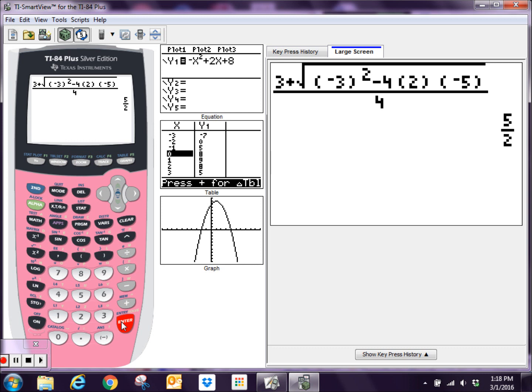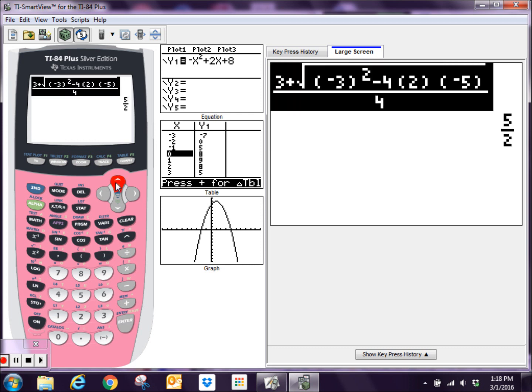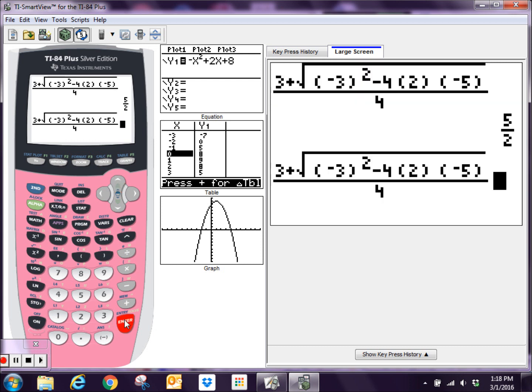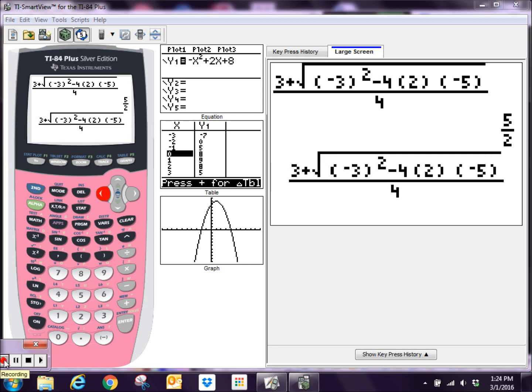So use your up arrow and get your shading on top of that whole big thing that you typed in, and press enter. It'll retype it for you. Now all you have to do is use your left arrow and go to your plus sign.